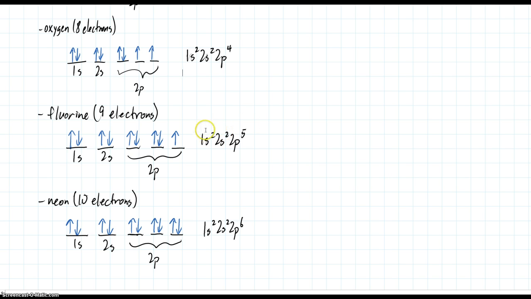And we see that the longhand notation for fluorine is 1s2, 2s2, 2p5. Remember that means in the 1s sublevel we have 2 electrons, in the 2s sublevel we have 2 electrons, and in the 2p sublevel we have 5 electrons. And then similarly for neon, we have 1s2, 2s2, 2p6.